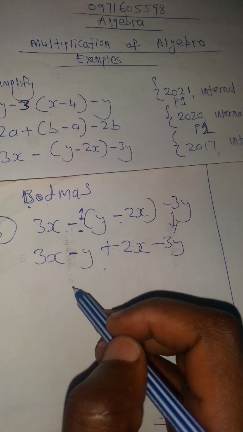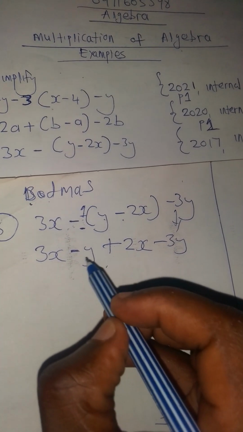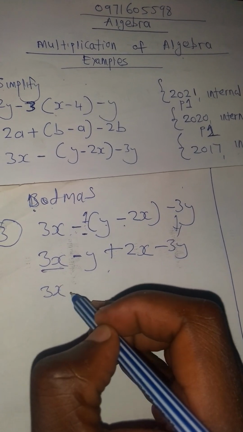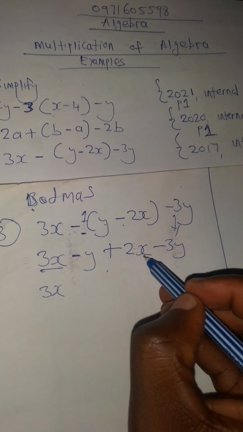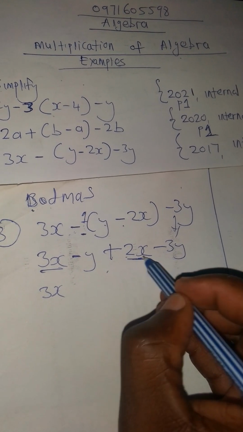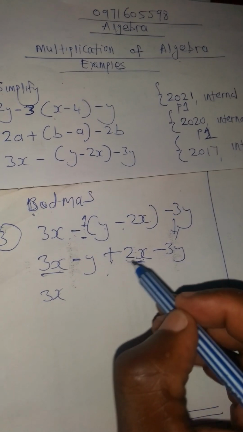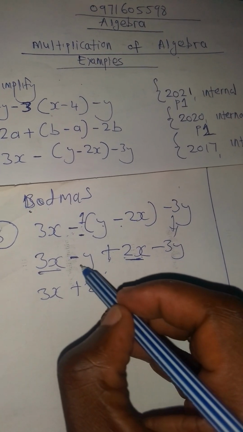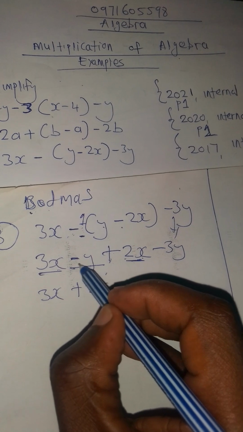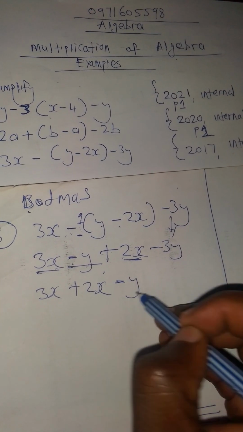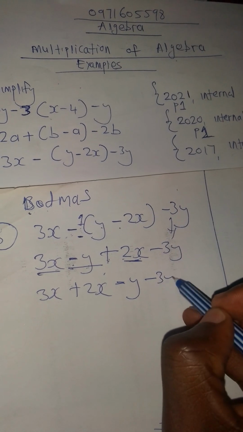The next thing is to collect the like terms. So we have 3x there. 3x, we find something again which has letter x. So this is 2x. We get the sign which is there. This is 2x, of course, but the sign is positive. So positive 2x. Then we have y. This y in front, it has what? A negative. So minus y, then minus 3y.